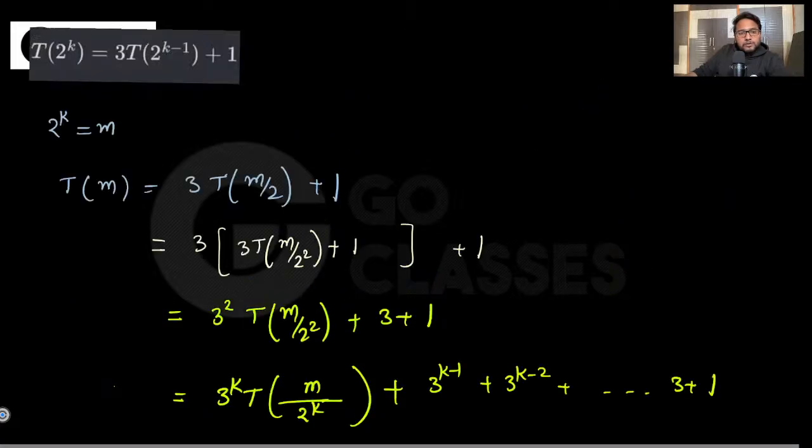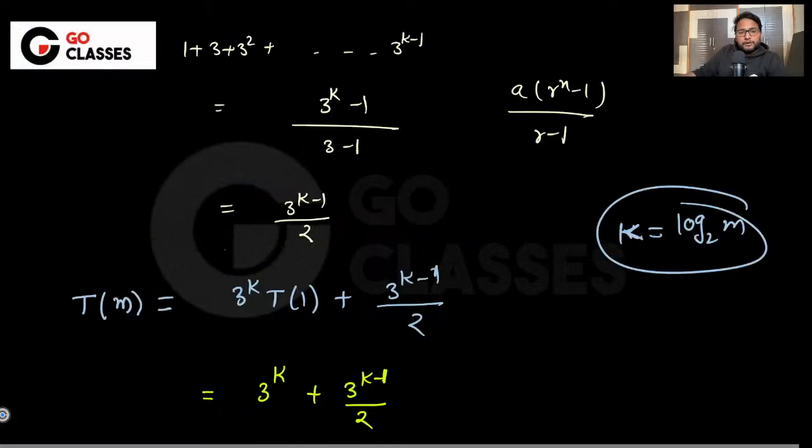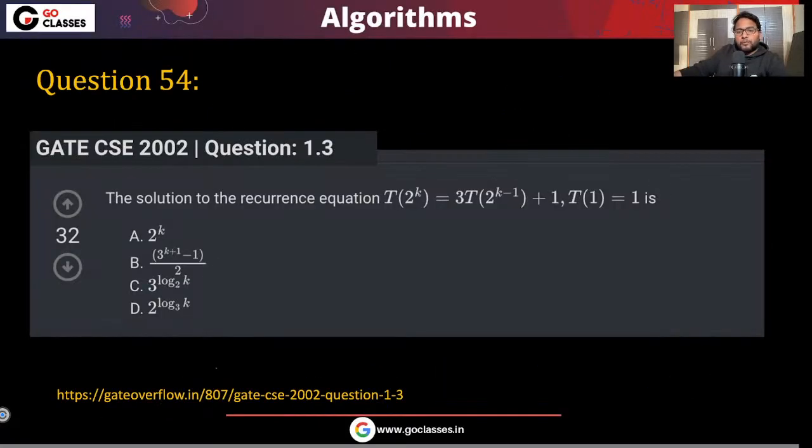And this m we also need to put. K we don't need to put actually, k is already in this. We need to put m. m is 2 power k. So T of 2 power k, that's what they're asking, right? They're only asking T of 2 power k.